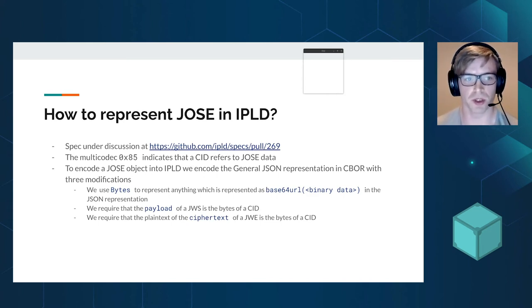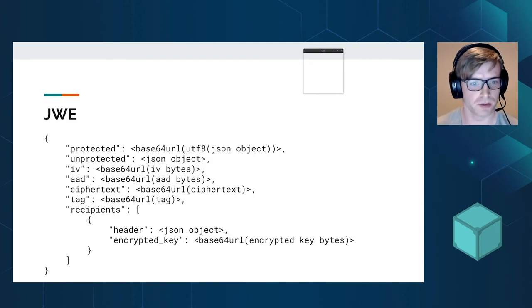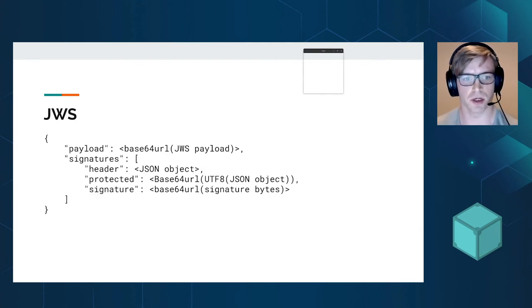But just to make that concrete, if we're to look at this JWS, to encode this in IPLD, we encode it in CBOR. Everywhere you see base64 URL, you can basically replace that with bytes.